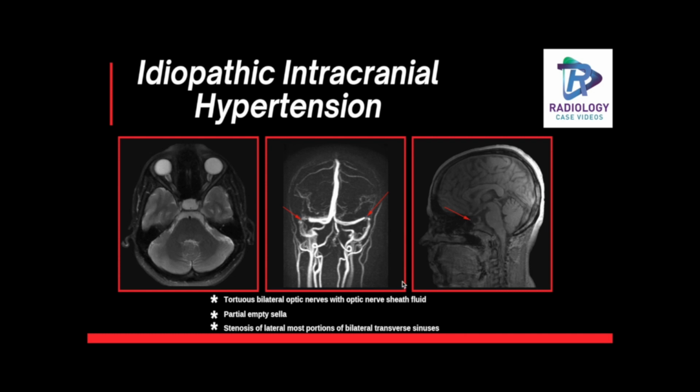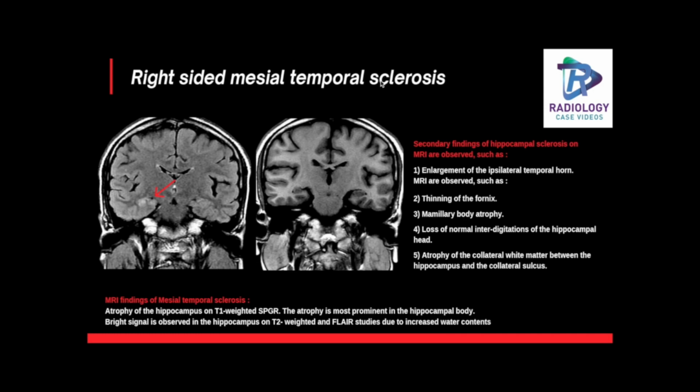There can be other findings like tonsillar ectopia mimicking Chiari 1 malformation, and in some cases you can see the flattening of the posterior sclera and even intraocular protrusion of the optic nerve head, and even enlarged Meckel cave can be seen. The next one is mesial temporal sclerosis.